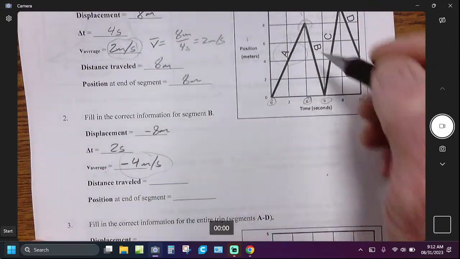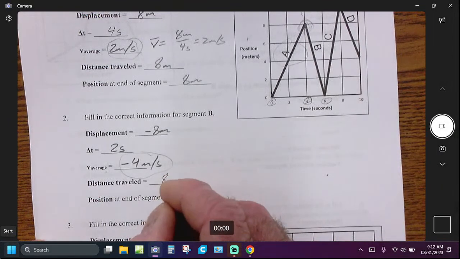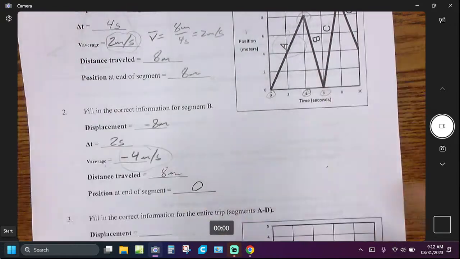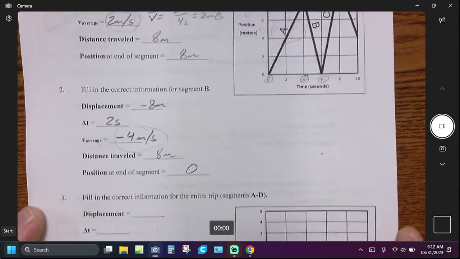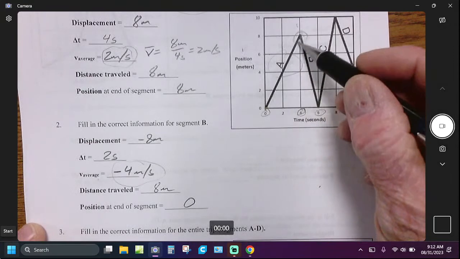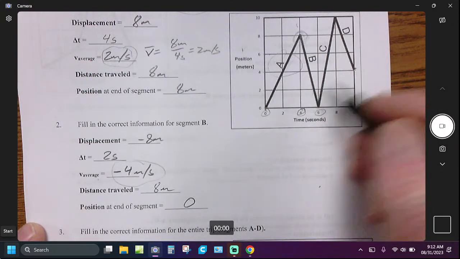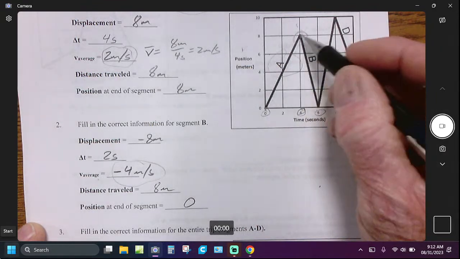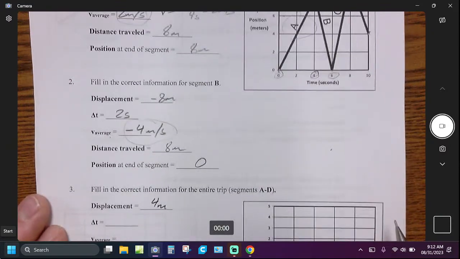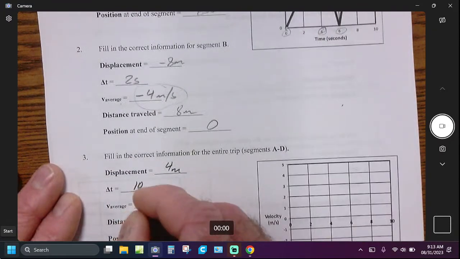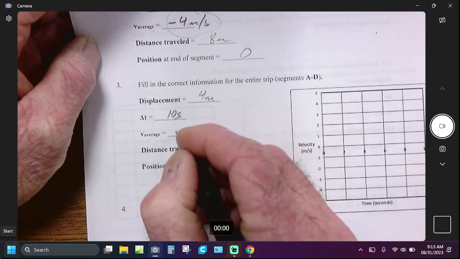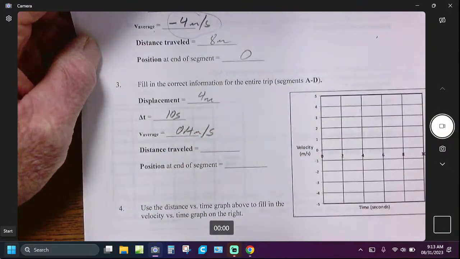The distance traveled in B would be 8. And position at the end, 0. All right, now the entire thing. So this is asking about the entire trip, all the way from here to there. What would the displacement be for this entire trip? 4 meters, because the start is at 0, the end is at 4, and it doesn't matter about all the back and forth stuff. And the time, delta t, 10 seconds. So the velocity is 4 over 10, 0.4 meters per second on average.